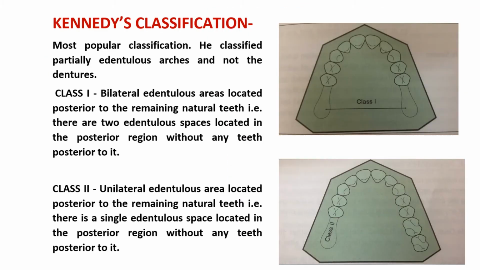Now this is a very important part of removable partial dentures: how you classify your arches. There were more than 50 classifications given to classify the edentulous arches, but Kennedy's classification was the most popular one, and we are using it even today. The first one, given by Kumar, had its drawbacks, so because of that it wasn't accepted.